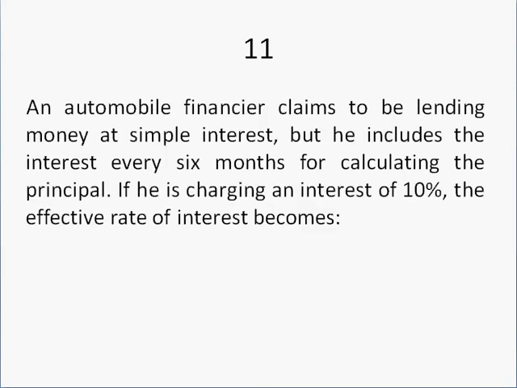Now we'll move to one more question, which is the last question for simple interest. An automobile financier claims to be lending money at simple interest, but he includes the interest every 6 months for calculating the principal. If he is charging an interest of 10%, the effective rate of interest would become? So here it is given that he is not taking interest per annum, he's charging per 6 months, and the rate of interest is given to be 10%.